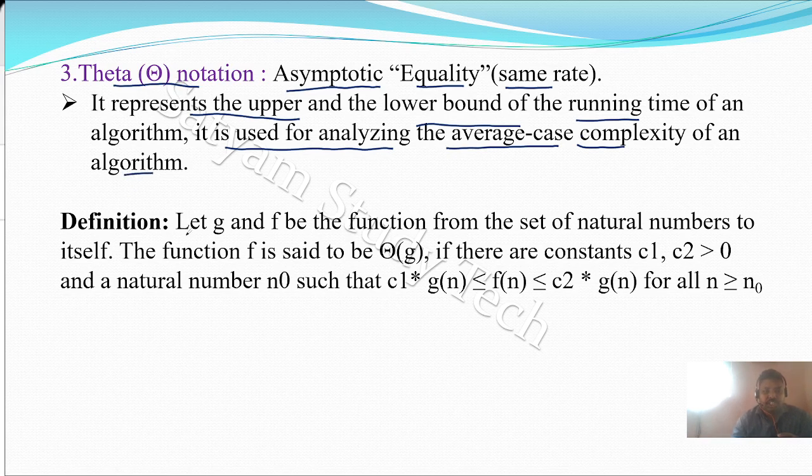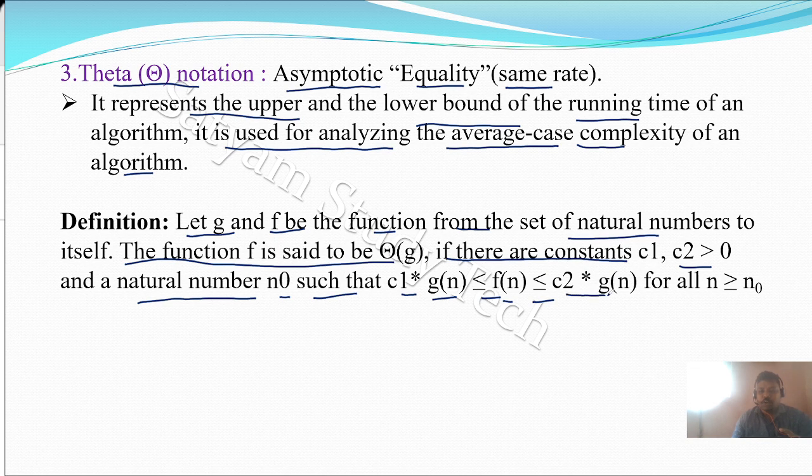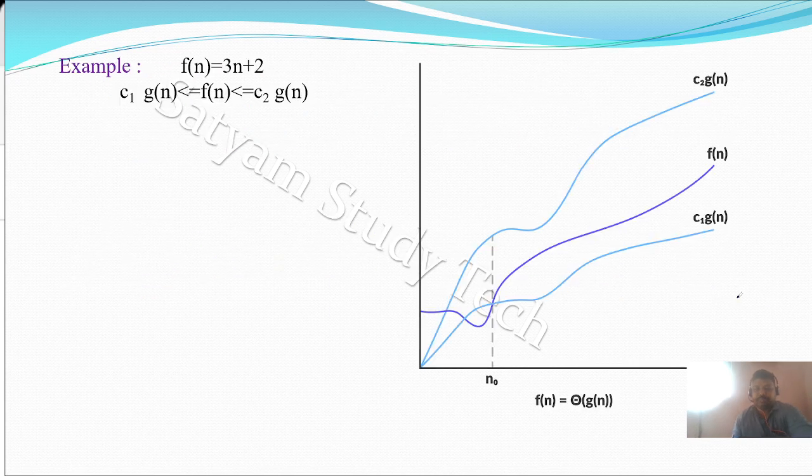So the definition: let G and F be functions from the set of natural numbers to itself. The function F is said to be theta of G if there are constants C1, C2 greater than 0 and a natural number n naught such that C1 into G of n is less than or equal to F of n, which is less than or equal to C2 into G of n, for all n greater than or equal to n naught.